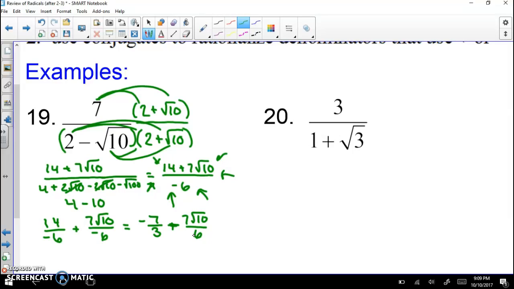So either pause the video and complete example 20, or when you're done watching the video, go back and complete number 20.